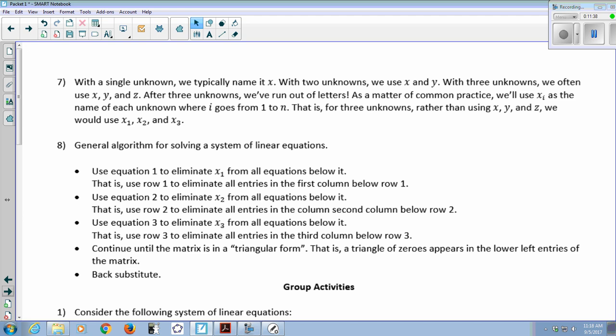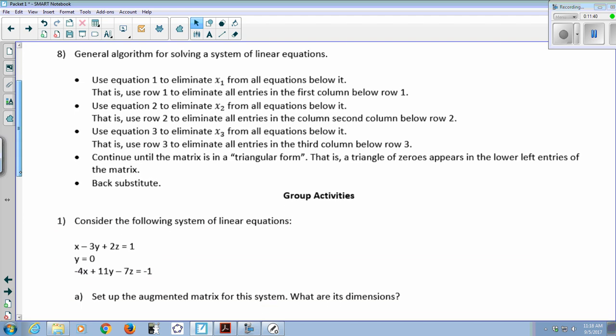So general algorithm for solving a system of linear equations. The matrix stuff is on the bottom. The first line is what you do to equations, and the second line is the equivalent step that you do to rows in a matrix.